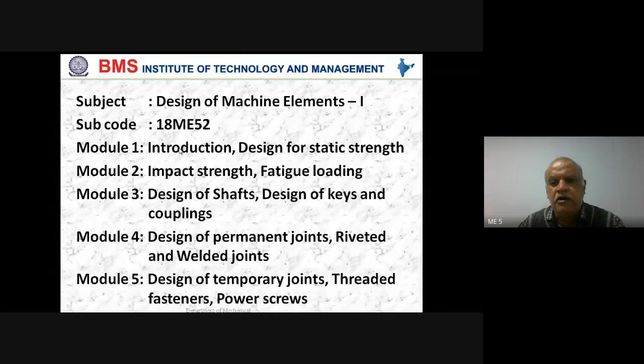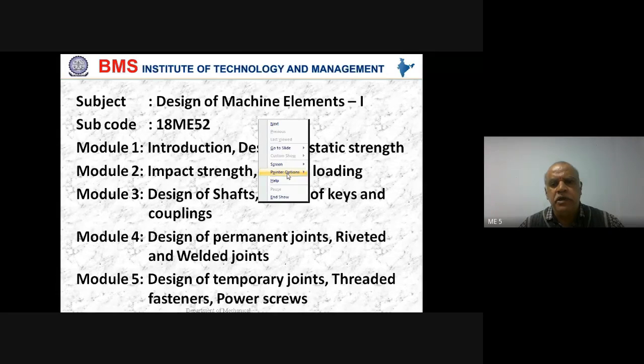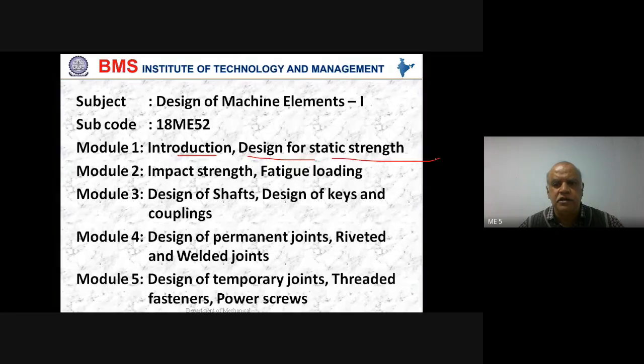So far, in module one, we started off with basics of stress, strain, then the stress strain diagram, then what is bending stress, what is torsional shear stress, and what are the equations that are used for calculation of combined stresses due to combined loading. Then we learnt about principal stresses. Then combined loading, that's what we learnt in module 1, which had introduction and design for static strength.